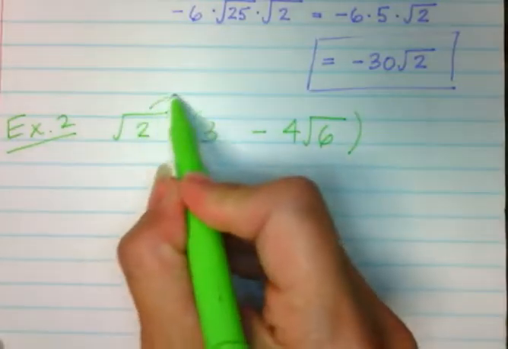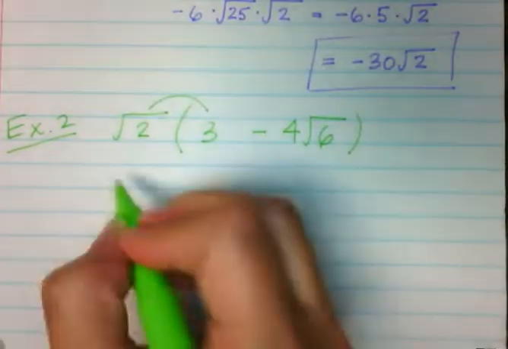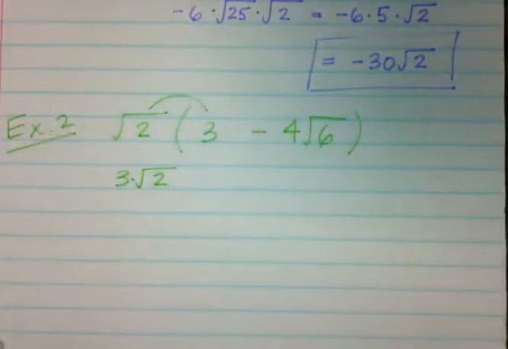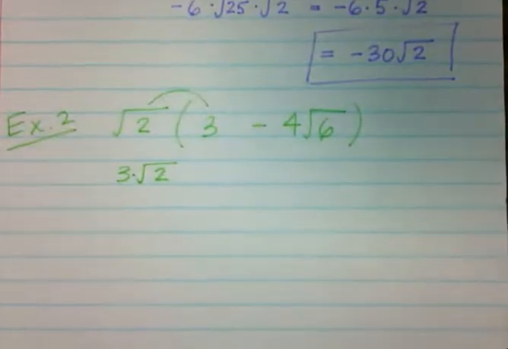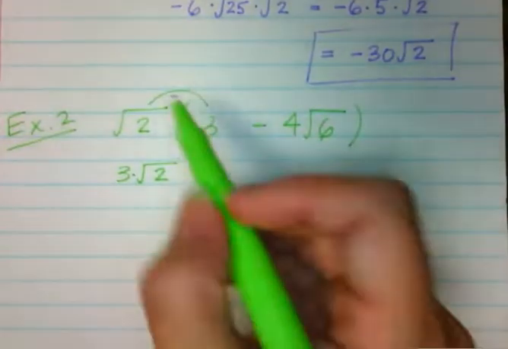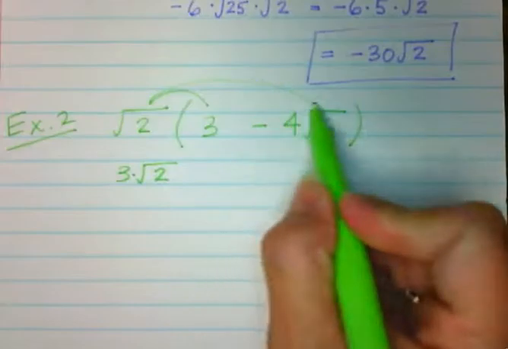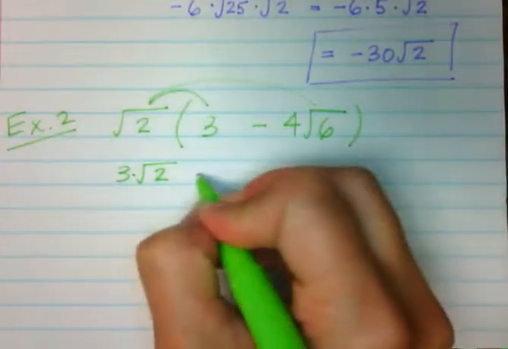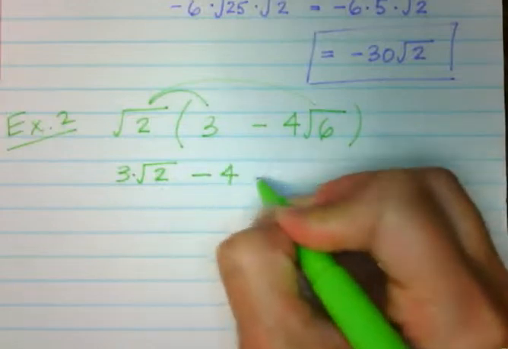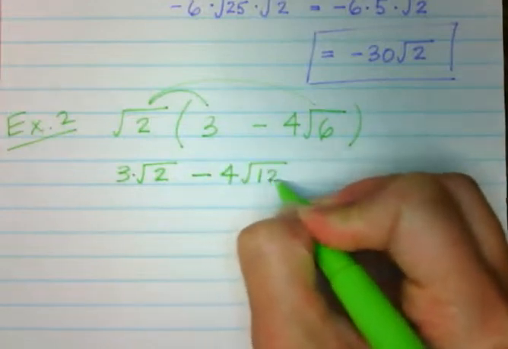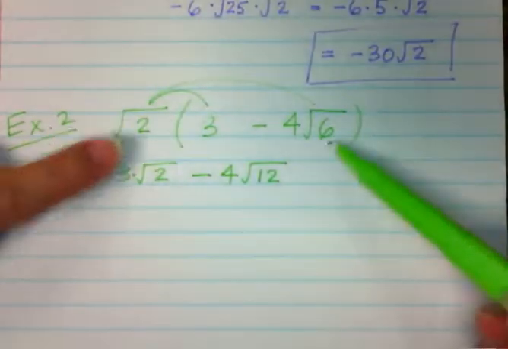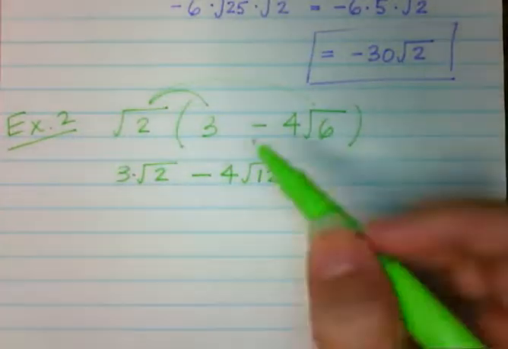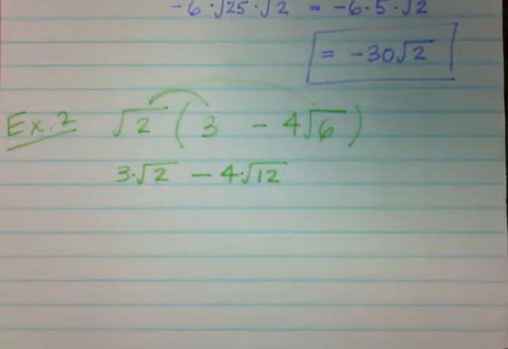So first we will multiply those 2 together, which really means just 3 times the square root of 2, because we can't actually multiply the 3 and the 2 together. And then we're going to distribute the square root of 2 to the negative 4 square root of 6, and we will get negative 4 square root of 12. And again, we can multiply the 2 and the 6 because they're both inside the square root, but the 4 still stays multiplied on the outside.